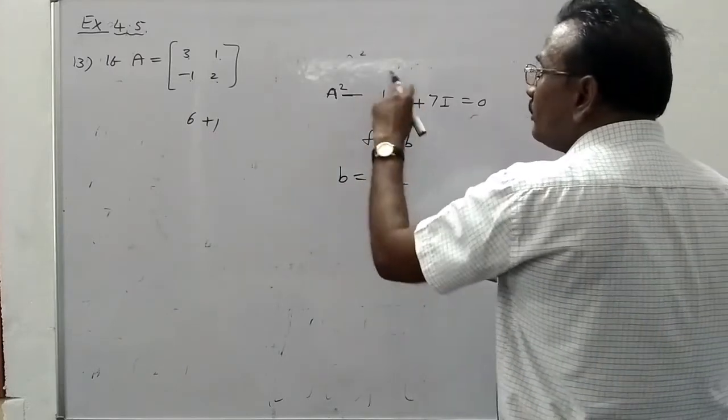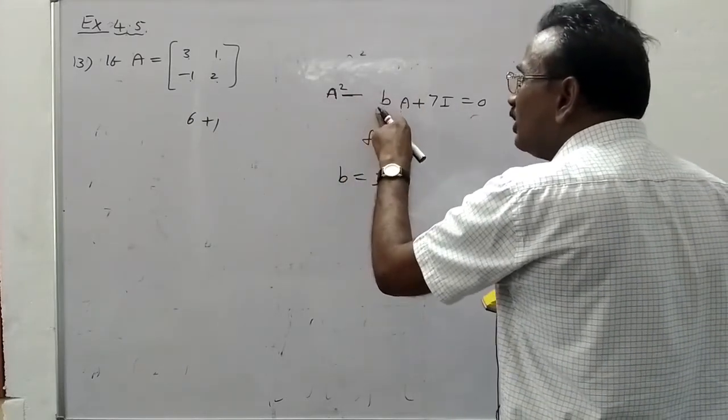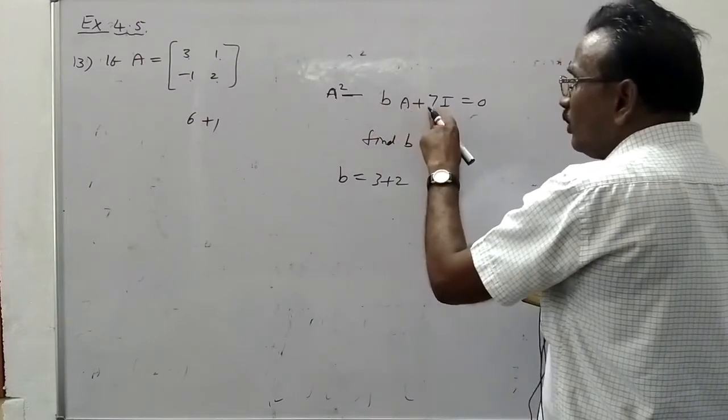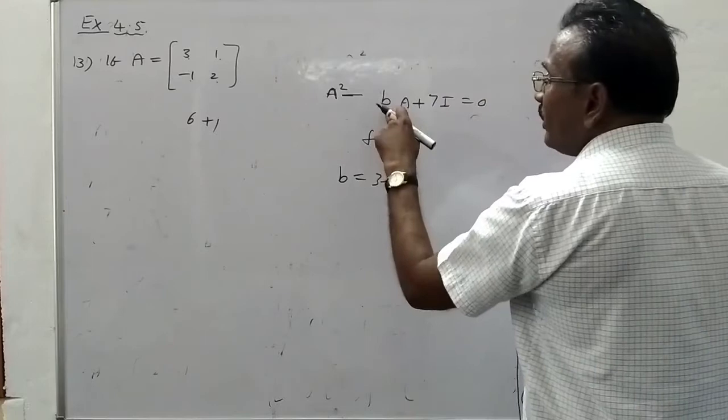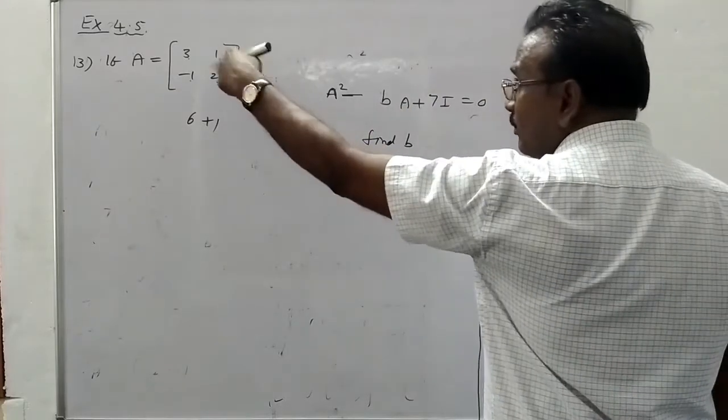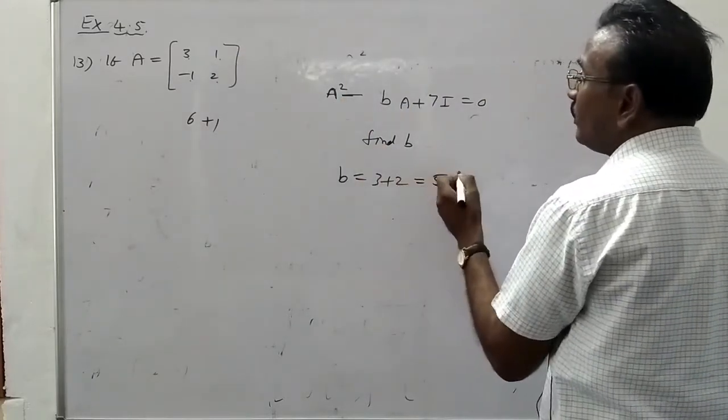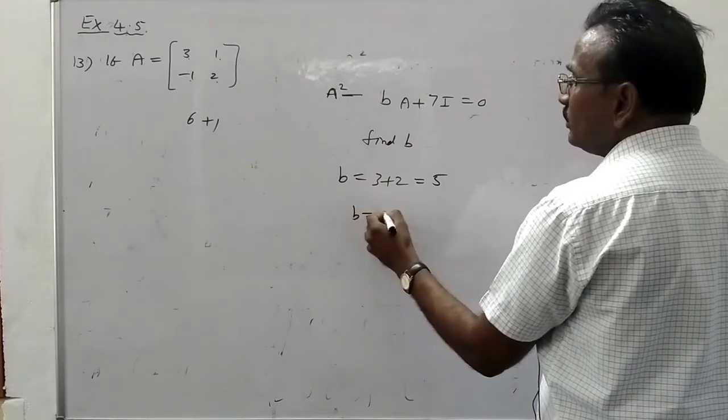Compare with the equation A square minus (a plus d) into capital A plus determinant of A into I is equal to 0. So the b value is a plus d, the sum of the principal diagonal elements. That value is 5. Therefore b is equal to 5. So that is a simple way.